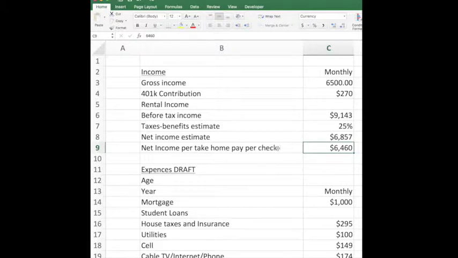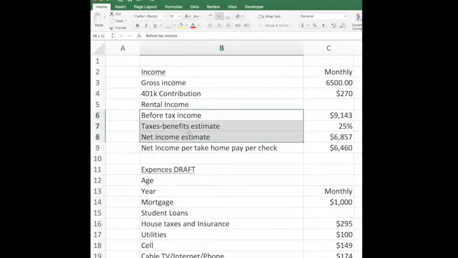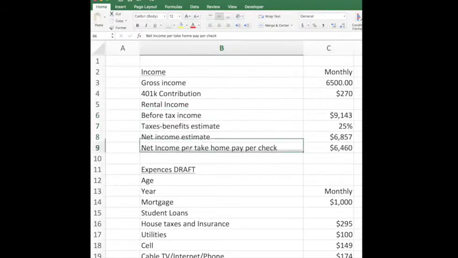What I think you should do, at least in your first plan, is don't worry too much about things that aren't going on. So contributions to 401k, eventually you're going to have one. I would put that in there. Rental income, maybe not. I don't know if I'd put that in. I wouldn't worry so much about taxes. I would worry more about net income per paycheck.